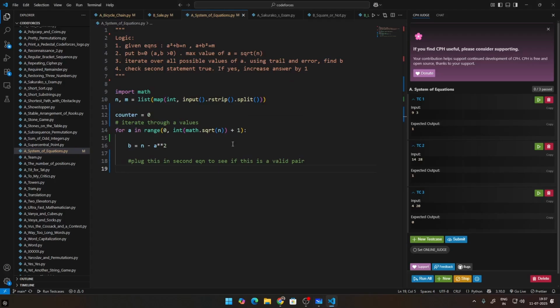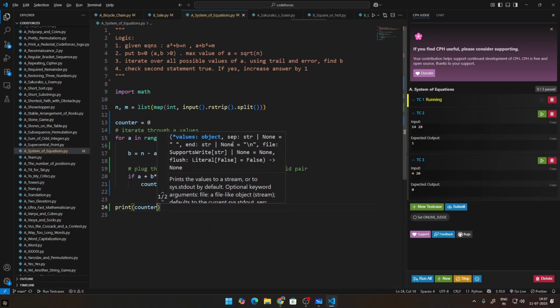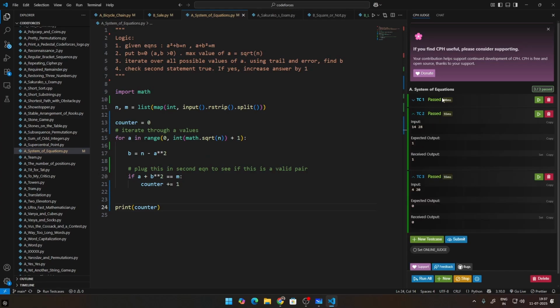Actually, is a plus b square equal to m? So we'll say if a plus b square equal to m, we can just go ahead and increase this counter by 1. Or else we'll just ignore that, so we don't have to do anything in that case actually. Once this is done, we'll just go ahead and print this counter value, and you can see that all 3 test cases passed.